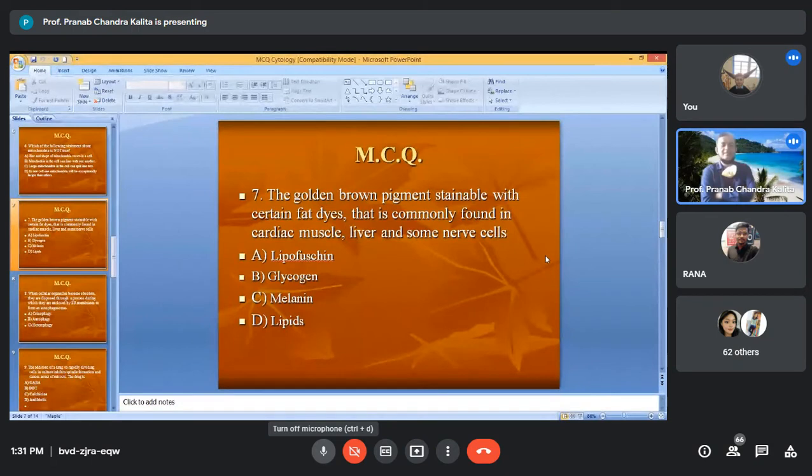Sir, A. It is A. Lipoprotein, golden brown pigment stainable with certain fat dyes that is commonly found in cardiac muscle, liver, and some nerves. So it is A.